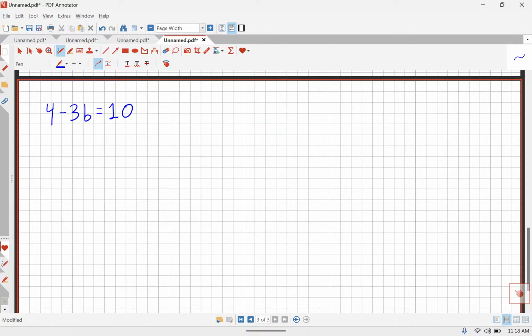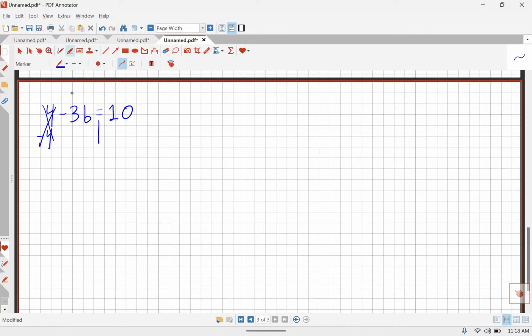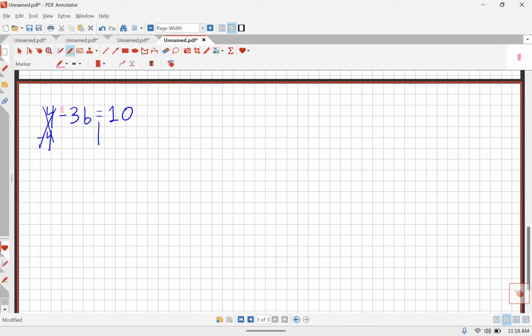That's exactly what we do. Since this is a positive 4, I have to subtract 4 away, because 4 minus 4 is 0. This minus sign really freaks people out, but remember, it's the symbol to the left that counts. This minus is talking to the 3, not to the 4. So I'm going to take 4 away over here. That gives me negative 3b equals 6.